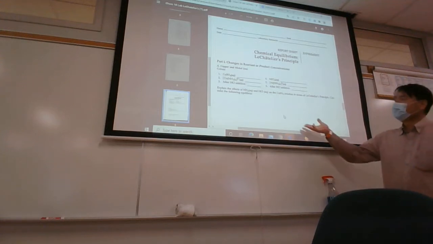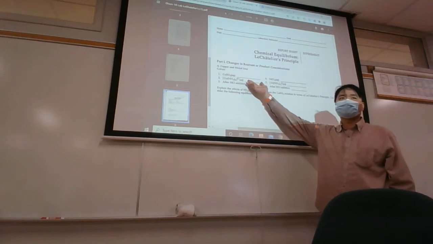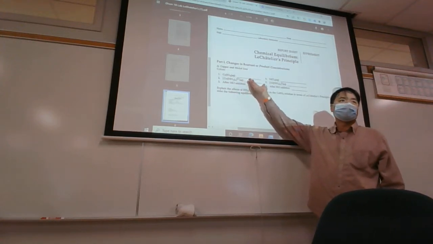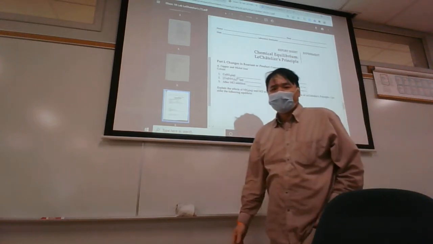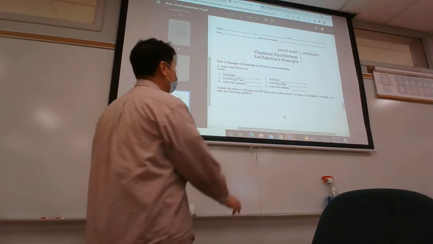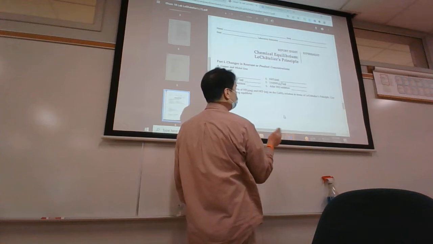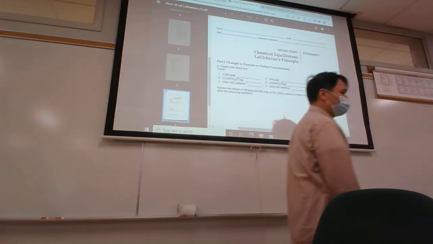All right, so here, I just want the colors, like copper 2 sulfate, light blue, tetramine copper 2 ion, dark blue, etc. So just fill in the colors there. And then here we go to explain the effects of ammonia and HCl on CuSO4 solution in terms of Le Chatelier's principle. Consider the following equilibria.